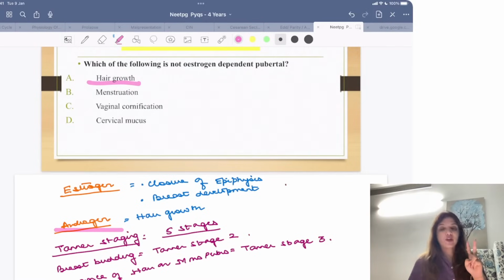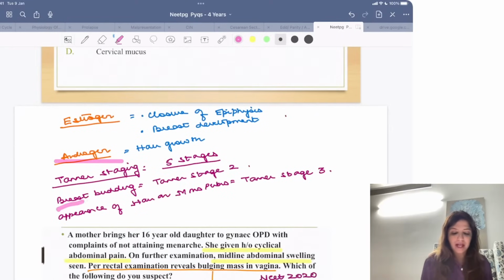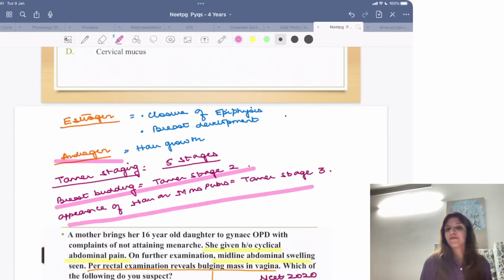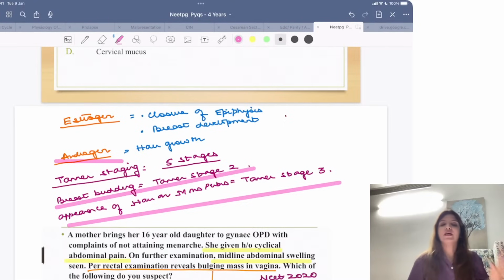Now I just want you to remember two things. You don't have to remember the complete Tanner staging. Just remember that whenever breast budding is present, it means it is Tanner stage 2. And in which stage of Tanner is hair present on mons pubis? In Tanner stage 3, right? Breast budding present indicates Tanner stage 2, and in Tanner stage 3 the pubic hair are going to appear on mons pubis. This is what I want you to remember in Tanner stage 2 and Tanner stage 3.